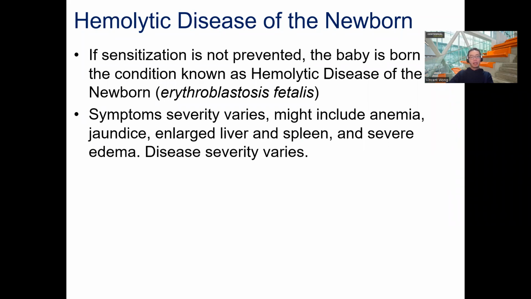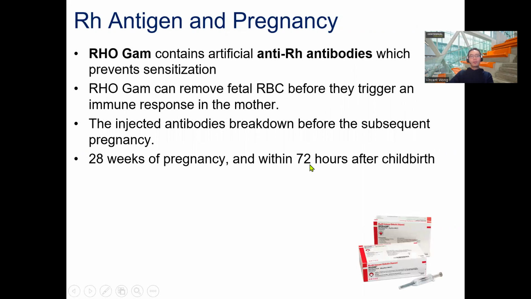And sometimes it could be lethal for the baby, if it's severe enough. Okay, so how do you prevent something like this from happening? There is something called RhoGAM. A RhoGAM is artificial anti-Rh antibody. Artificial means it is man-made in the lab, and they are anti-Rh antibodies.